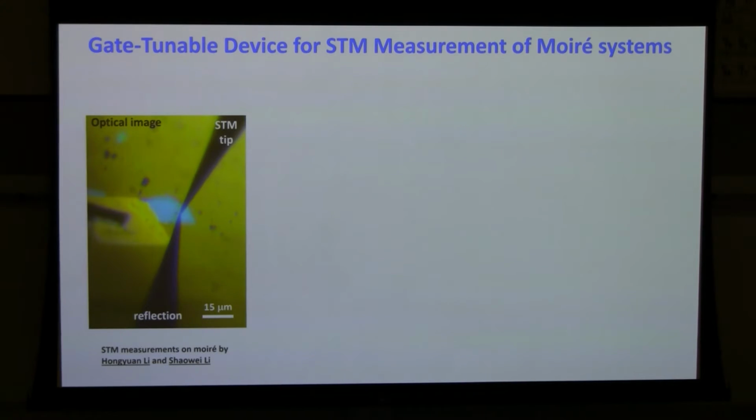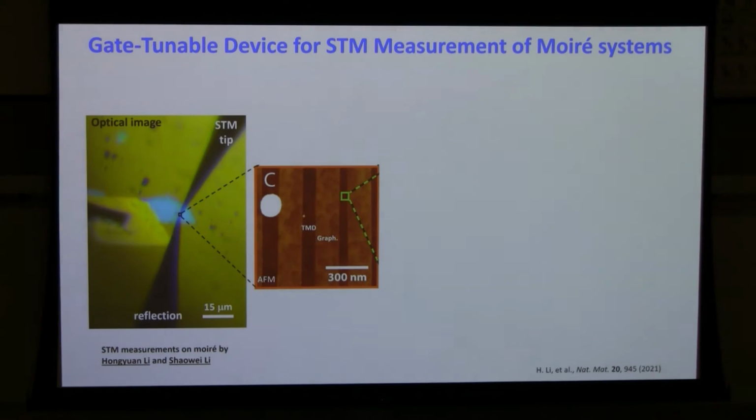Okay, so here's an optical micrograph of our device. You can see the 2-dimensional material. That's the electrical contact. That's the STM tip. It's hard to see much in this micrograph, so let's zoom in on that region right there. And here's an AFM image. Now you can see the stripes. Those are the graphene stripes and the bare TMD between them where we did the experiment.